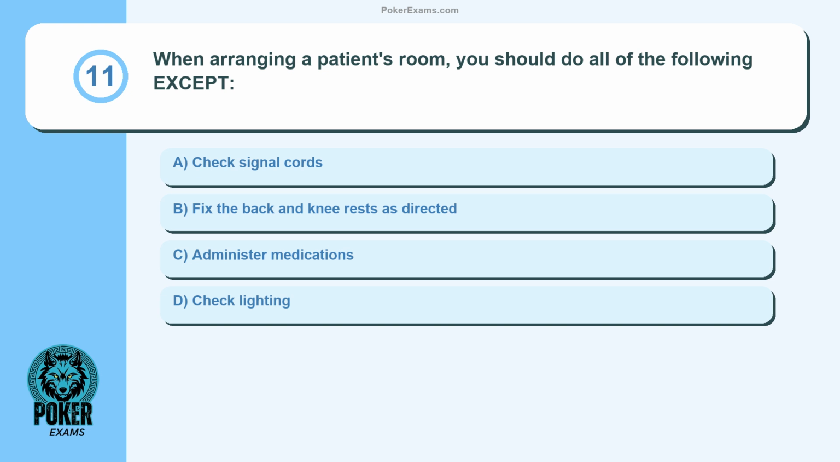Question 11. When arranging a patient's room, you should do all of the following except: check signal cords, fix the back and knee rests as directed, administer medications, check lighting.